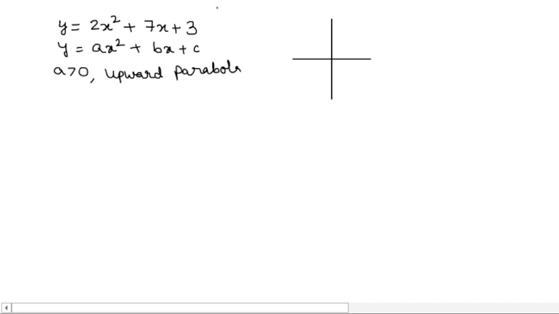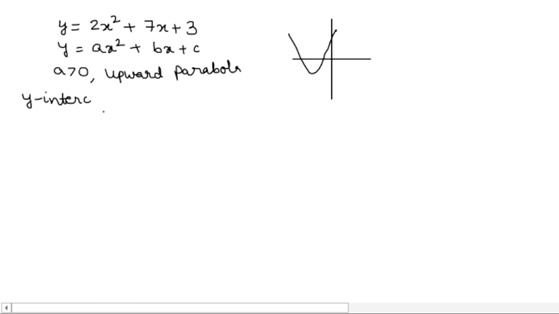So when it is an upward parabola, I can always draw it something like this. If you want to find the characteristics of this particular parabola, or the key features of this parabola, we can easily calculate them by using this equation itself. How can we do that? Let us start. Say for example, I want to find the y-intercept for this parabola.